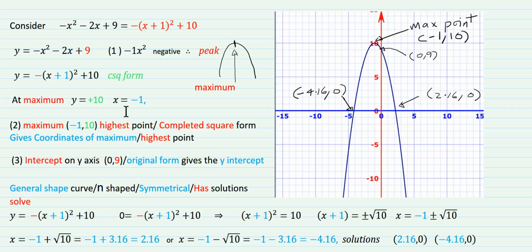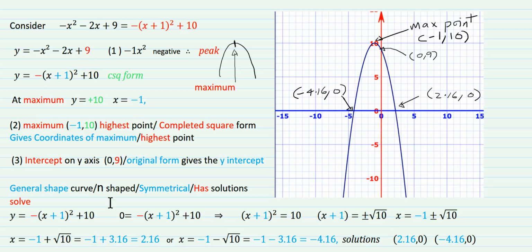If you put -1 in here, -1 plus 1 is nothing. The whole of this will be nothing, and we'll be left with 10. So that's the coordinates of the maximum point. Now again, the intercept on the y-axis can be found by looking at the original form of the equation, which is this. It is actually 9. So x is equal to 0, and y is equal to +9. It's this point. So the original form gives the y-intercept.